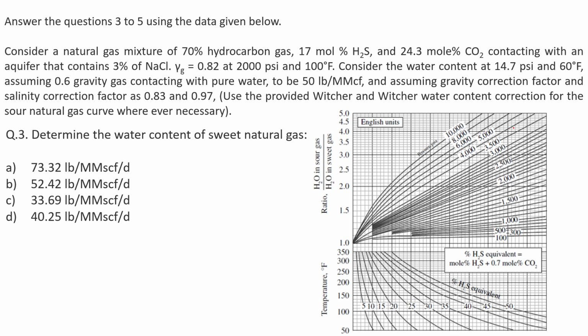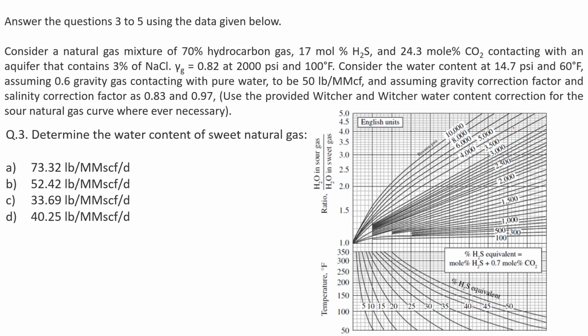So the next question: we have to answer questions 3 to 5 using the data given below. The data is: consider a natural gas mixture of 70% hydrocarbon gas, 17 mole percent H2S and 24.3 mole percent CO2 contacting with an aquifer that contains 3% NaCl.